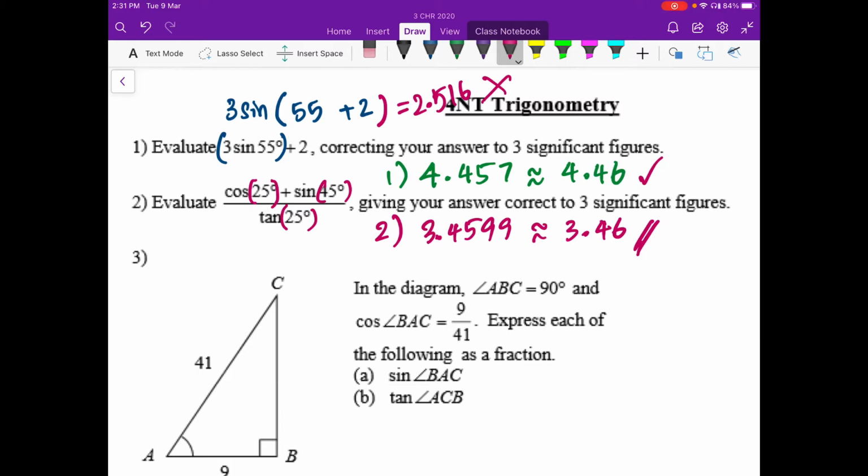Okay, in a fraction. Within the fraction, numerator cosine of 25, close bracket. Then plus sine of 45, close bracket. Denominator, tangent 25, close bracket. So 3.459.